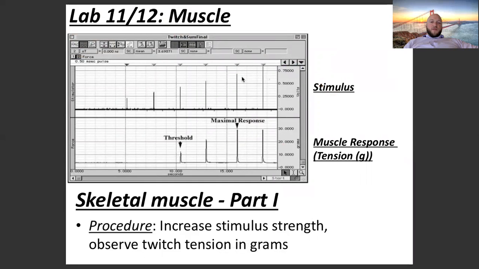So if you look here, this is what the readout looks like in lab. This readout up here shows the stimulus, the amount of shock that we're shocking the muscle each time. So shock here, shock here, shock here. Down here, you can see the muscle response in grams, the amount of tension that's produced by the frog muscle. You can see down here at the smallest shocks, there's no muscle tension produced. It is sub-threshold. It does not cause any muscles to reach action potential, these first two shocks. On the third shock, we start to get some response. That's the threshold voltage.